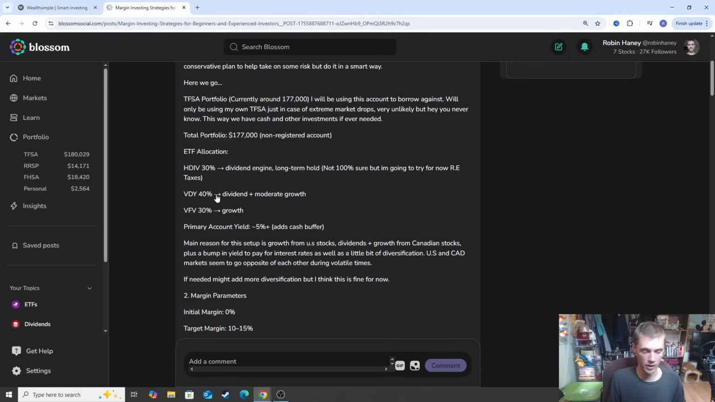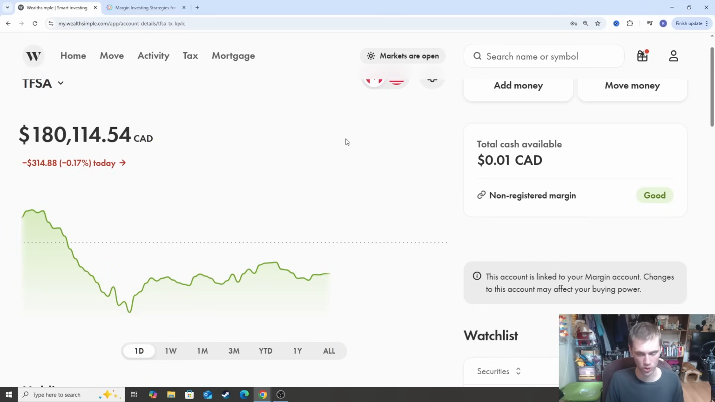So VDY, we have 40%. That's going to be our Canadian exposure. We have VFB at 30%, and then the other 30% is going to be HDIV. The reason for this is to help pay for the interest rate. Margin accounts do have an interest rate. The one on Wealthsimple currently, it depends, you have to look it up. We're currently sitting on a 4.9% interest rate, and this interest rate gets charged daily.